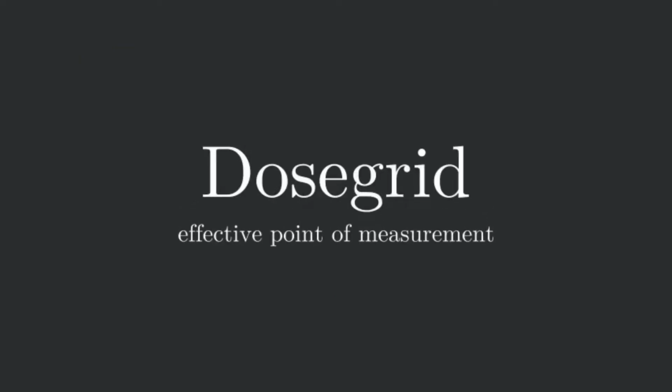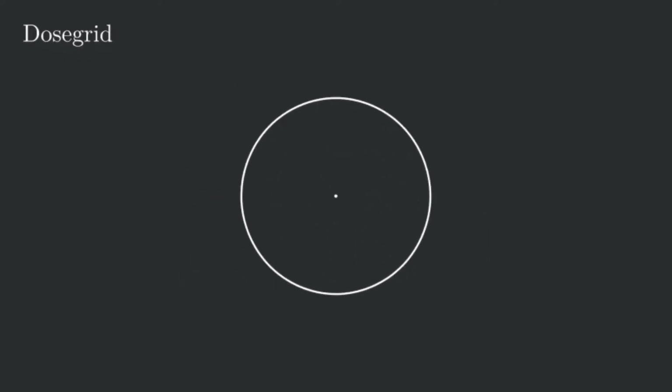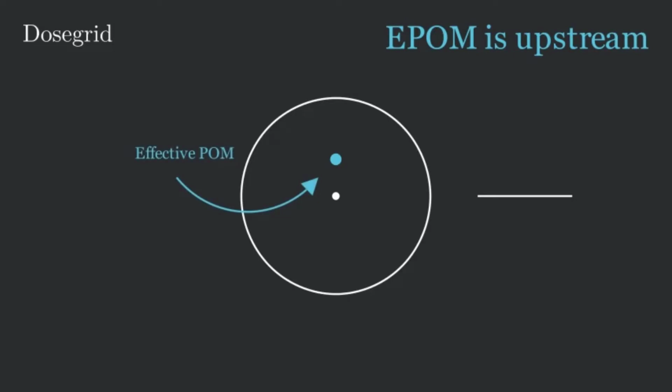Hi, let's talk about the effective point of measurement. This topic confuses a lot of people. It all comes down to how we align our chamber at some depth, represented here by a line. The center of the chamber, or the electrode, is called the point of measurement. What TG-51 calls the effective point of measurement is located above, or upstream.